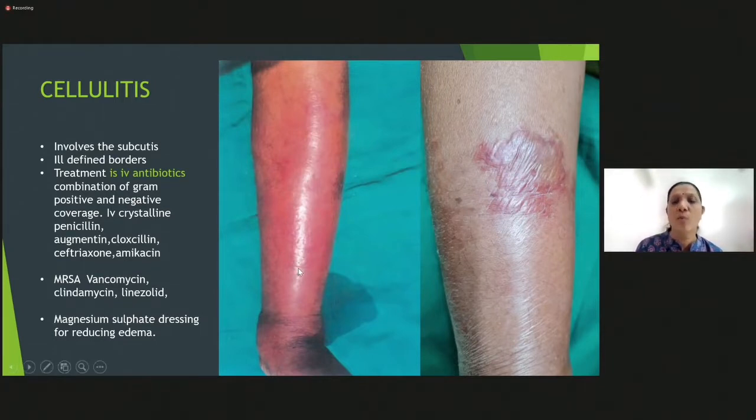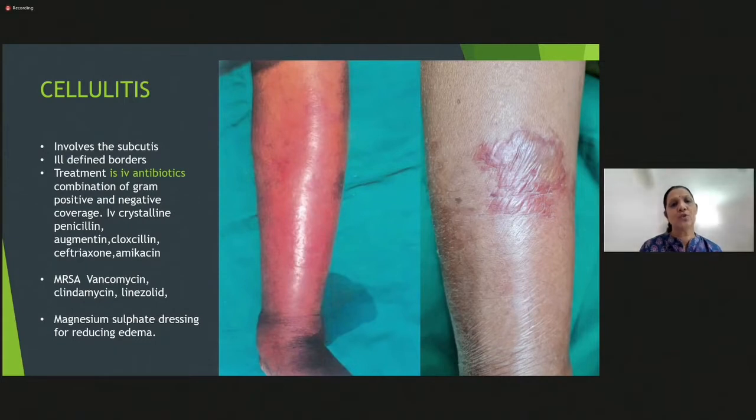So this requires, most of the time, if it is very limited, you may try an oral antibiotic, usually cloxacillin or augmentin. But in most cases, you'll have to go for IV antibiotics, which usually include a combination coverage of both gram-positive and gram-negative. And this cellulitis will have some blistering on top from which the pus is coming. That will be sent for a swab. So the sensitivity pattern helps you select an antibiotic better so that the patient responds better.